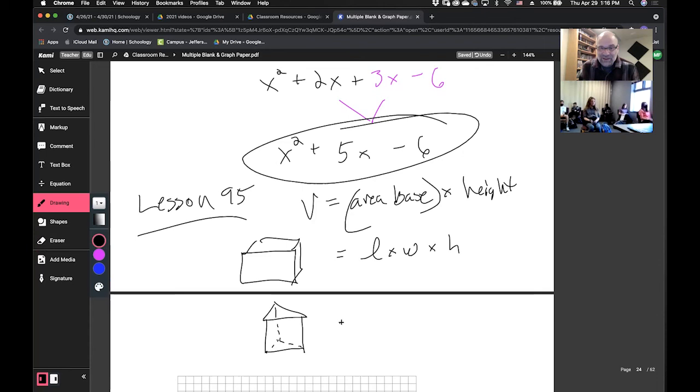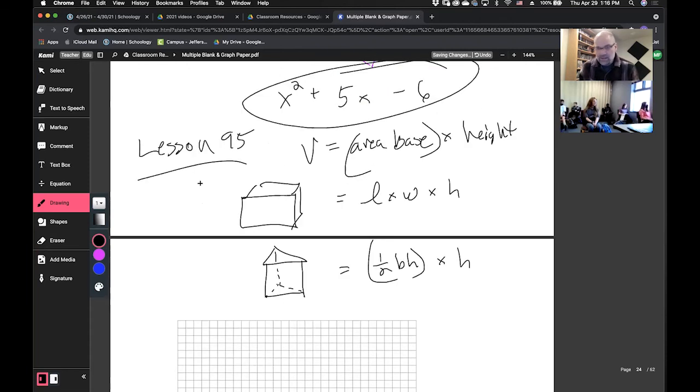well, to find the area of that base, that's 1/2 base times height of the triangle, times the height of the prism. So don't mix up those heights. And then the last one, if you have a cylinder, well, this base is just pi r squared times height. So you need the radius, you need the height, and then you can find the volume. All right, are you guys good?